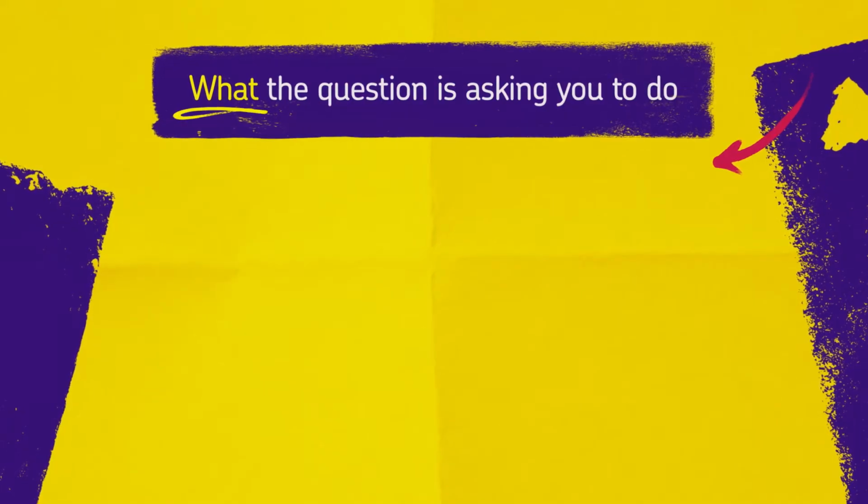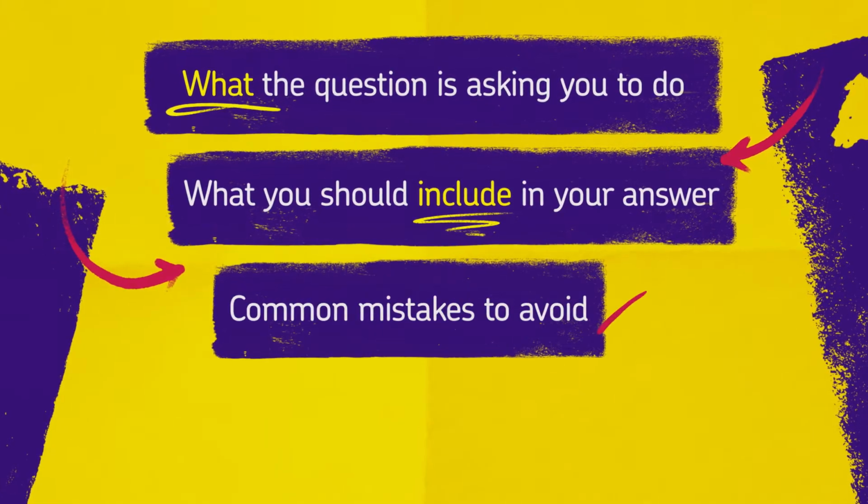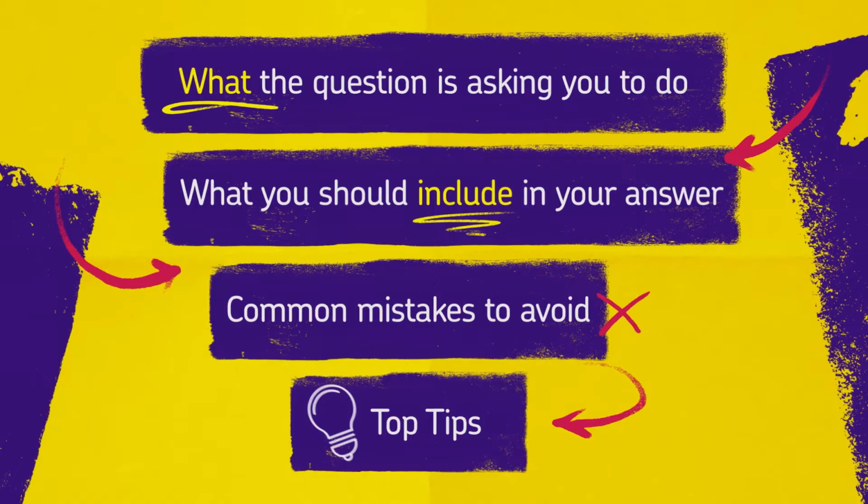This series of videos will help you to develop your understanding of the key questions in both GCSE English Language exam papers by looking at what the question is asking you to do, what you should include in your answer, common mistakes to avoid, and top tips. In this episode, we'll be covering Paper 2, Question 4.